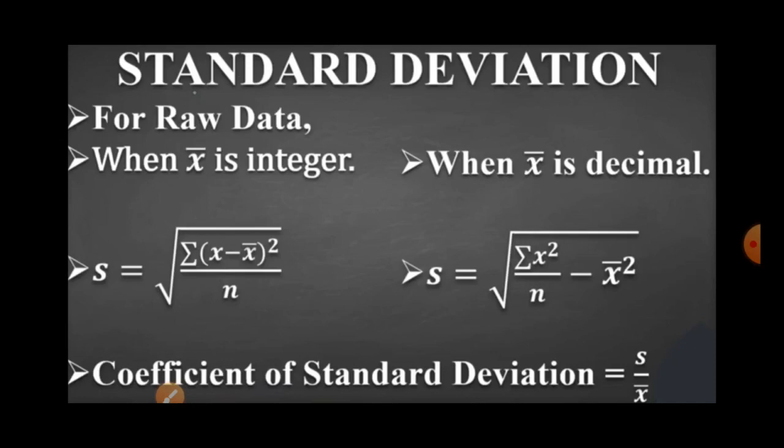This is our absolute measure. Then we will find the coefficient of standard deviation. That would be the relative measure. The standard deviation, which we have already found, would be divided by the mean.